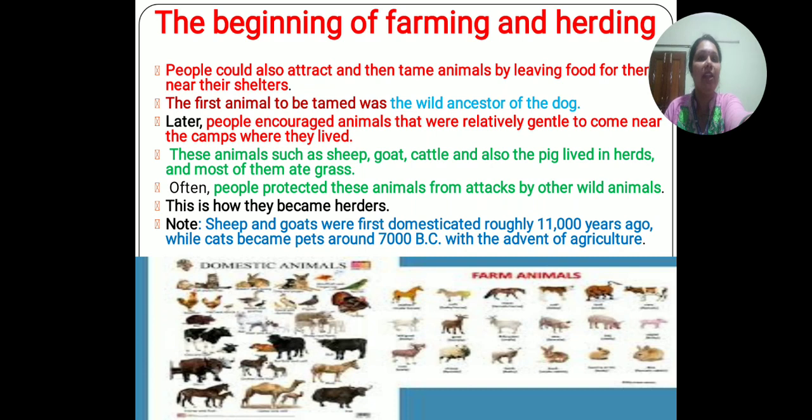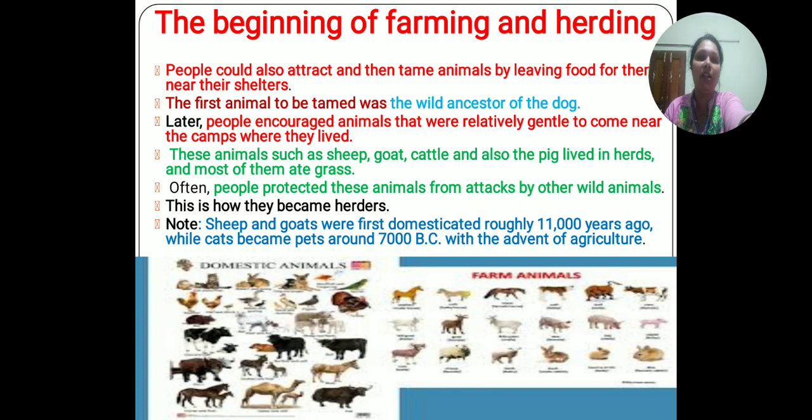So people were very attracted toward the animals, and when they started taming the animals, they left whatever leftover food was with them for those animals, and they gave the tamed animals shelter. The first animal which they tamed was a wild ancestor of the dog. Later, the people encouraged animals that were relatively gentle to come near the camps where they lived.